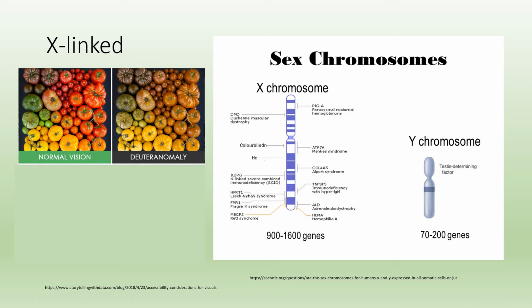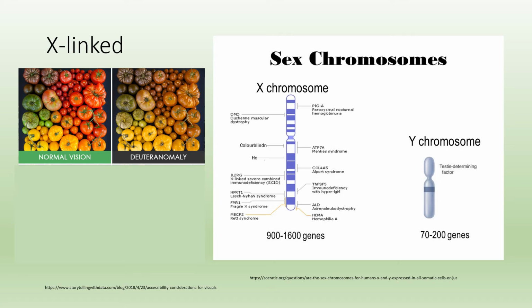So the most common so-called disorder linked to the X chromosome is red-green color blindness. In human vision, we have 3 different color receptors. They're called blue, red, and green sensitive. The alleles for pigments in the red and green receptors are both on the X chromosome.